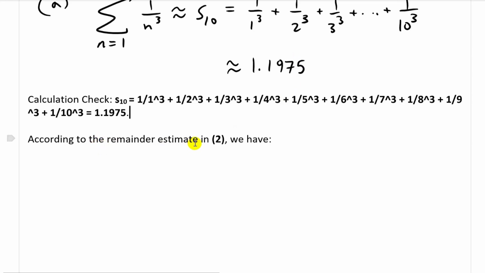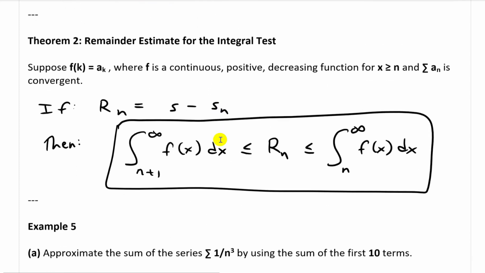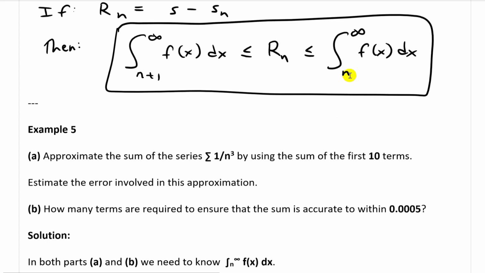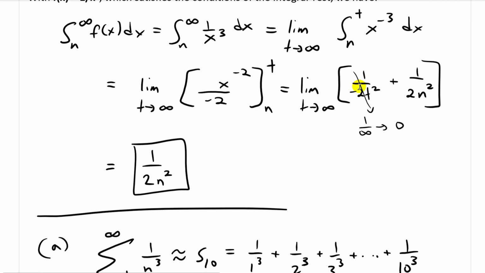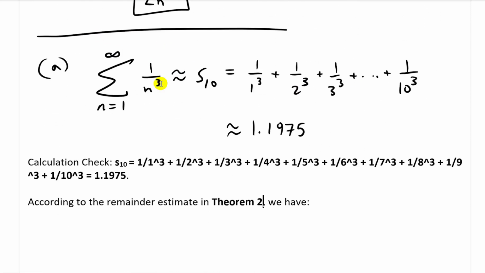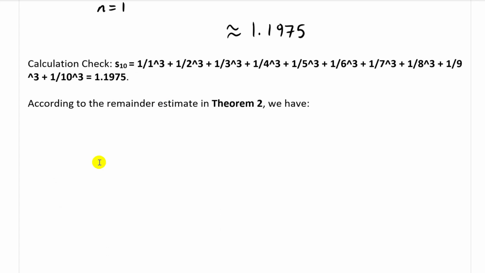According to the remainder estimate in Theorem 2, here's Theorem 2, the remainder estimate. This remainder is going to be less than or equal to the integral from n to infinity of f(x) dx, which is this number right here, so we put a 10 inside there. What you end up having is R10 instead of Rn. It's going to be less than or equal to the integral from 10 to infinity of 1 over x cubed dx.